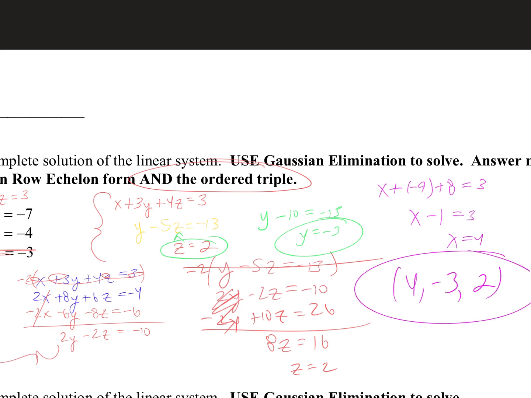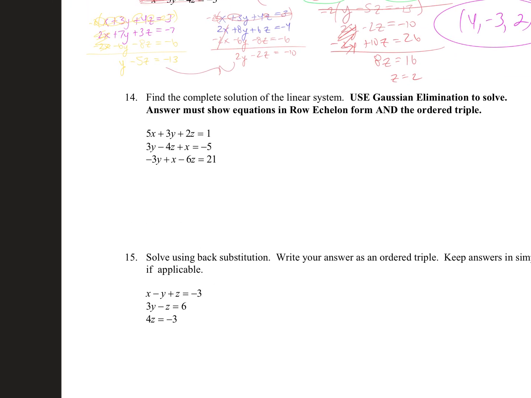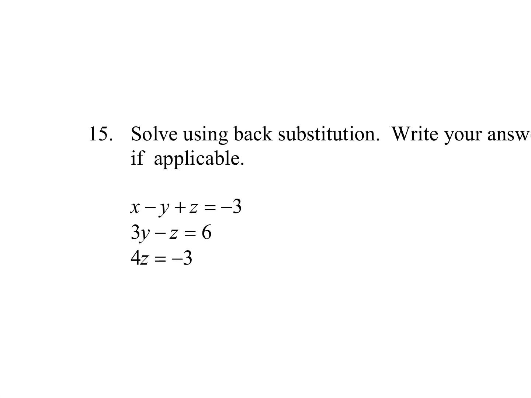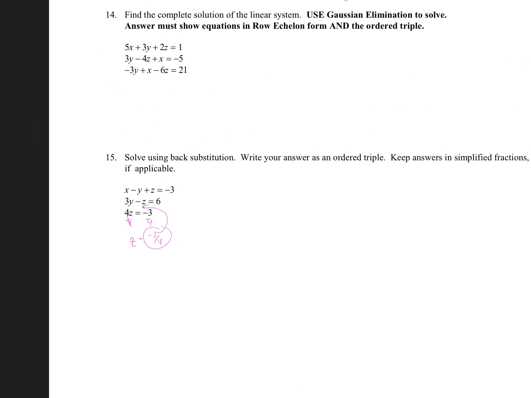And then what could you do with that to make sure you're right? Yeah, you could plug it all back in. All right, same thing for 14, same process. What would I do here for 15? I got to plug in the bottom one. Can I plug it in exactly how it is right now? No, I'd have to divide both sides by 4, right? So z equals negative 3/4. And then you take that, plug it in there, get your y, plug the y and the z into the top one. You guys remember that? Okay, good deal.